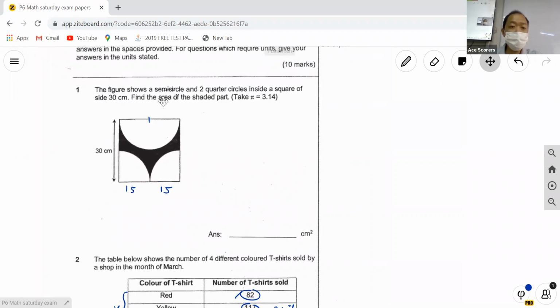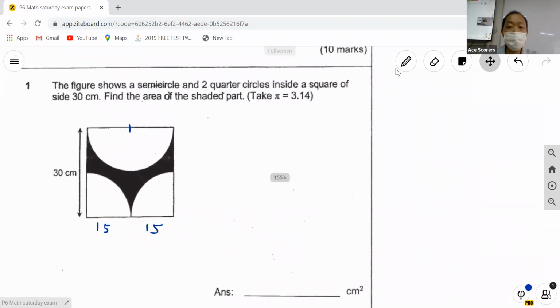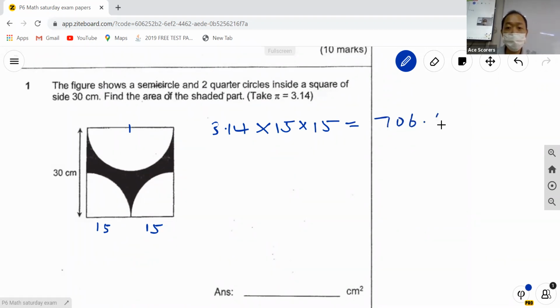So the figure shows a semicircle and 2 quarter circles in a square. Find the area. Now we know that semicircle plus 2 quarter circle equals to 1 whole circle. So all you have to do is to find the area of 1 whole circle, which is pi times 15 times 15. What's the answer? I don't have the answer. Is it 706.5?